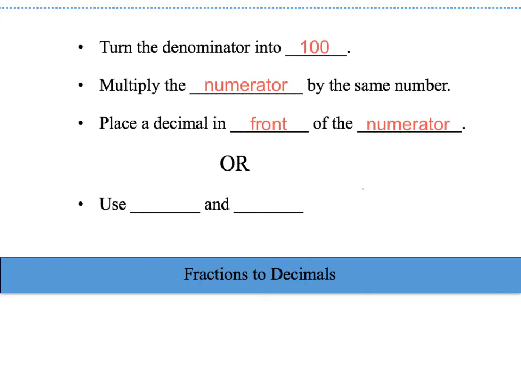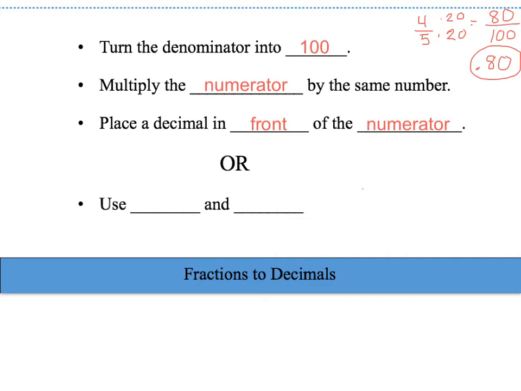So for example, if I had 4/5, and I wanted to make the bottom into 100, let's multiply the bottom by 20, and we have to multiply the top by 20. So I know that the top is going to be 80, and the bottom is going to be 100. Now that I made the bottom number 100, let's put a decimal point in front of our numerator, so my decimal would be 0.80.